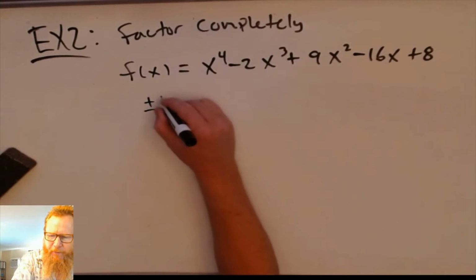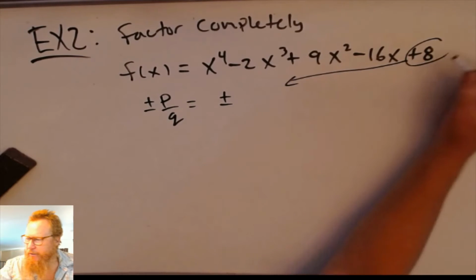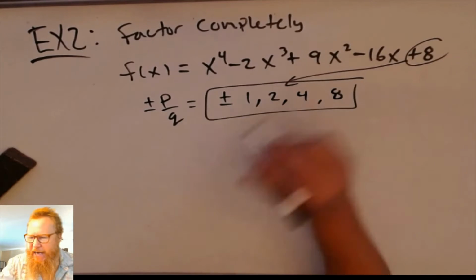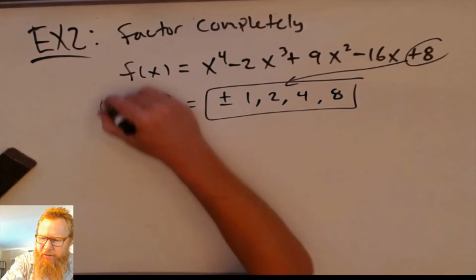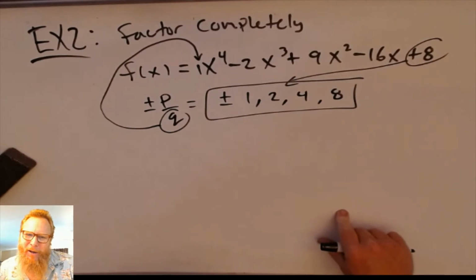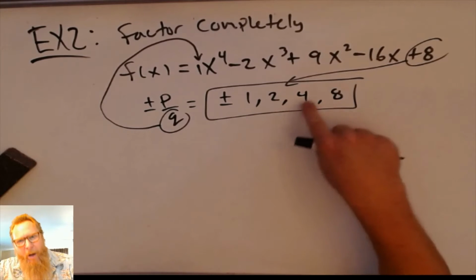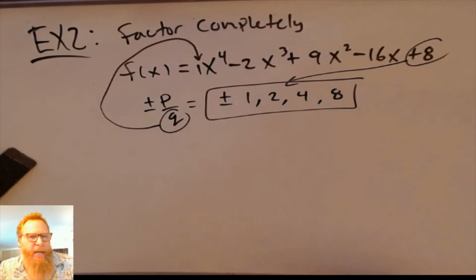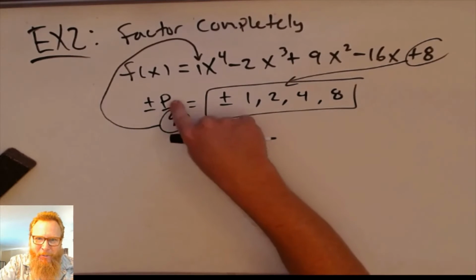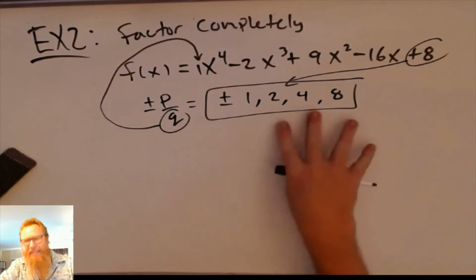All right, so the plus or minus p over q are just going to be factors of 8, because the q is 1. If you really want to be super precise, it's 1 over 1, 2 over 1, 4 over 1, 8 over 1, and nobody ever writes that. So it's really just plus or minus p, because the q is 1. So that's 8 possibilities.